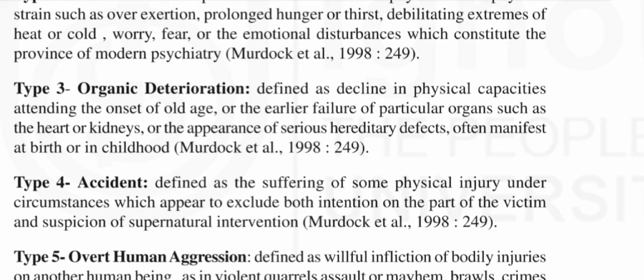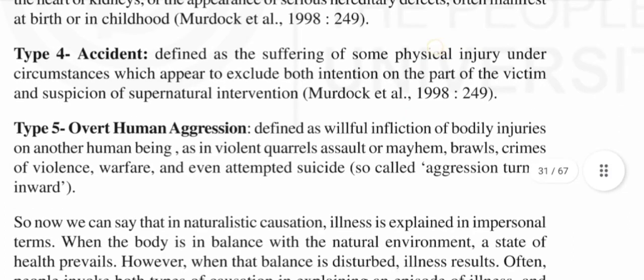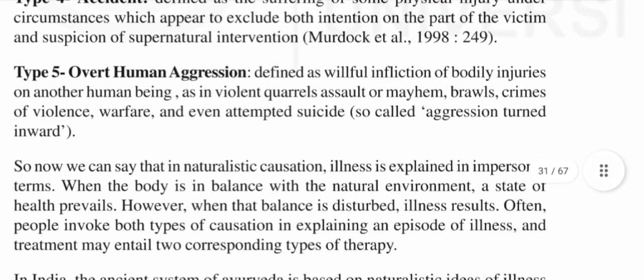Murdoch et al. 1998. Type 5, overt human aggression, defined as willful infliction of bodily injuries on another human being, as in violent quarrels, assault, or mayhem, broils, crimes of violence, warfare, and even attempted suicide, so-called aggression turned inward.